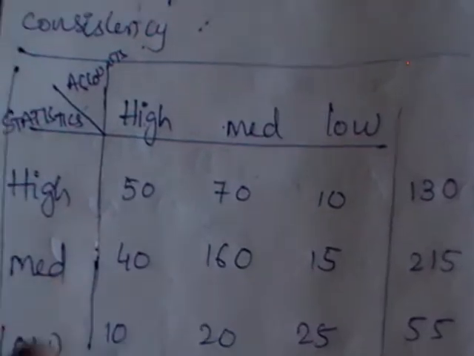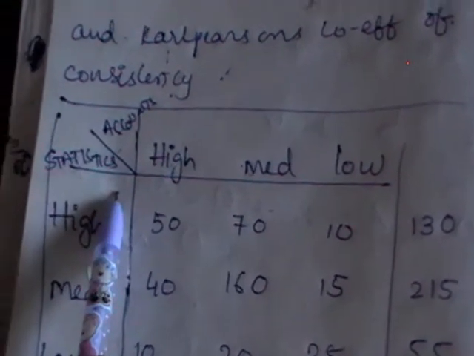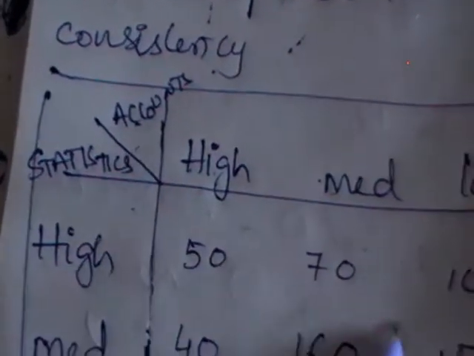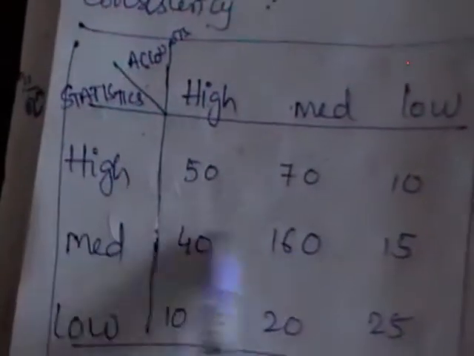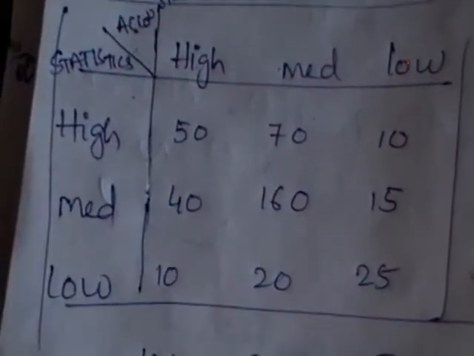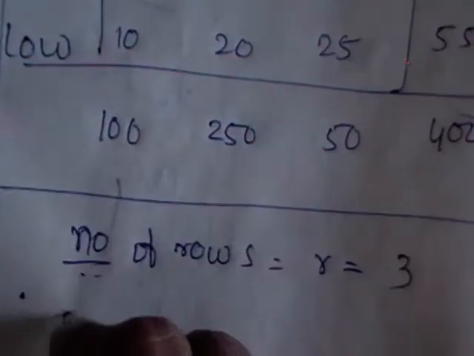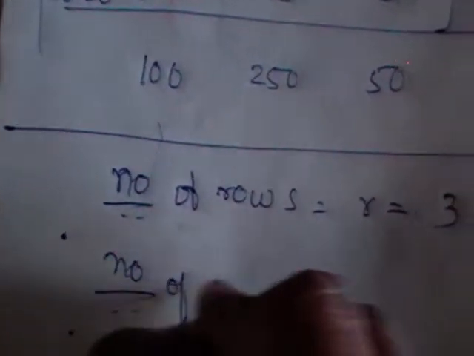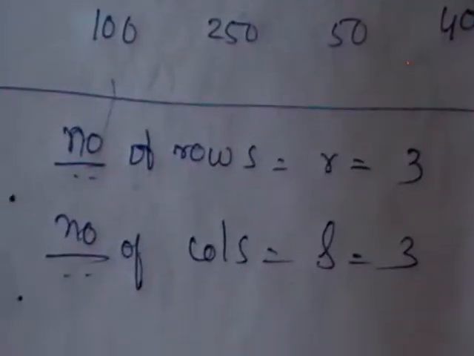Before going to that, if you observe this, you are given not a 2 by 2. 2 by 2 means you will have only 4 frequencies. It's not a 2 by 2 table. You have a number of rows and columns. What are the number of rows here? Number of rows, let it be R, which is equal to 3, 1, 2, 3 rows you have. What are the number of columns? We have, let us write that with S, which is also 3 here.